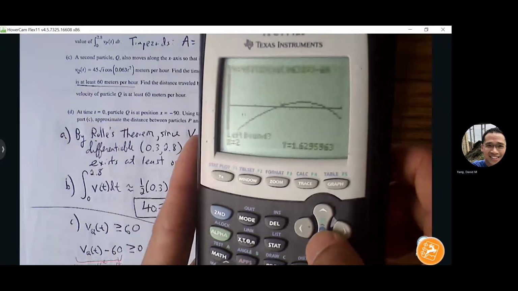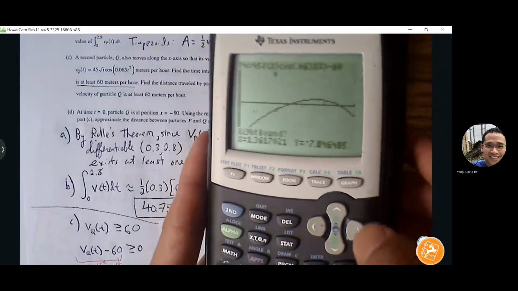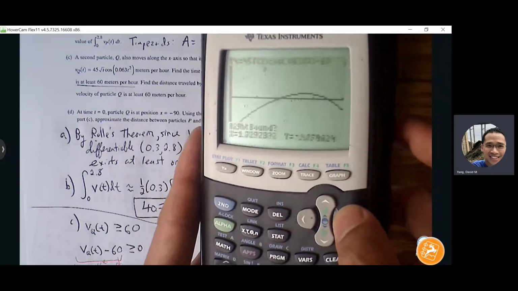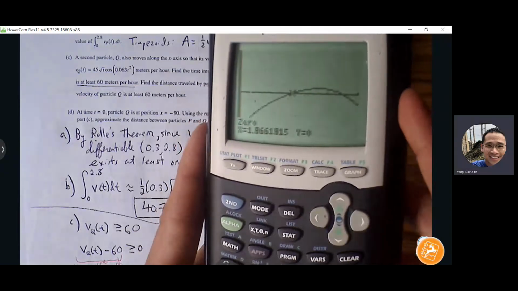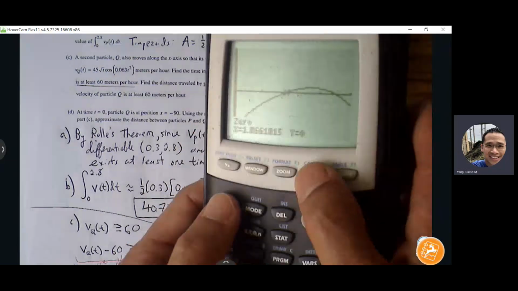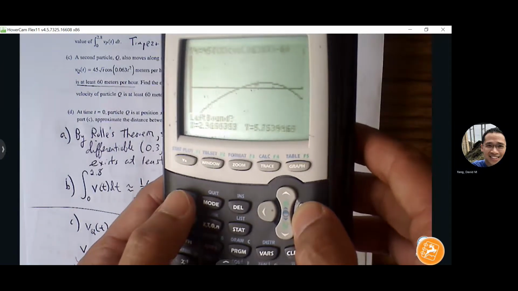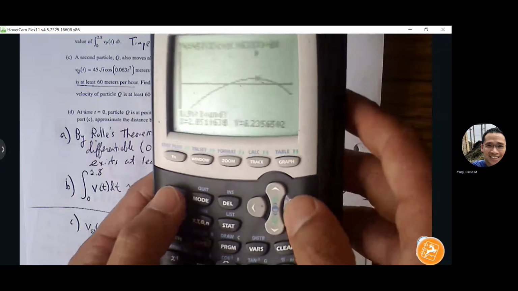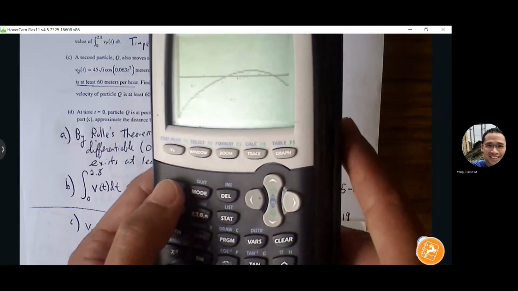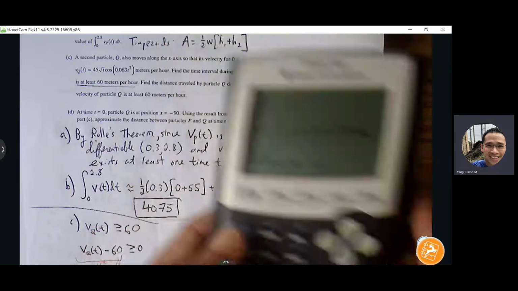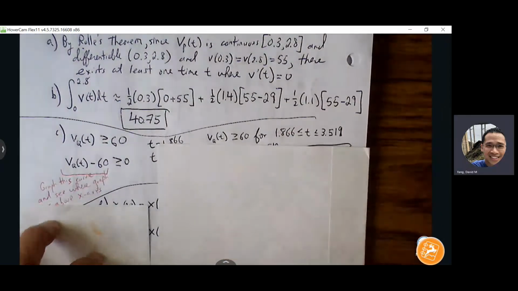Second trace, 0. Choose a point to the left of the x-intercept, hit enter. Choose a point to the right of the x-intercept, hit enter. 1.866. Do the same process for my other x-intercept. Scroll over, hit enter. Other side, hit enter. 3.519. Okay, so there's my two time values there, between 1.866 and 3.519.